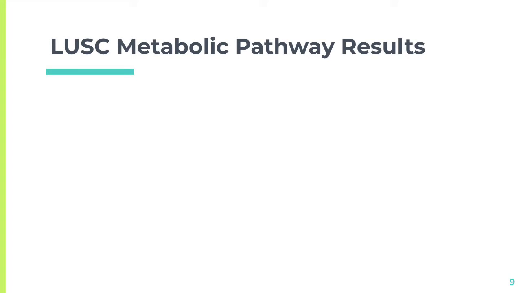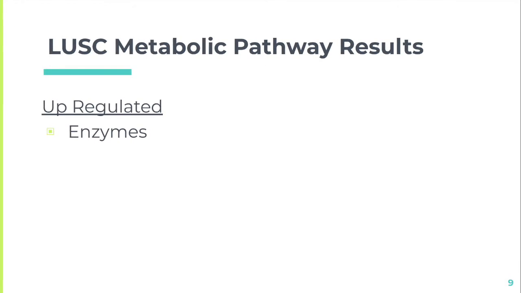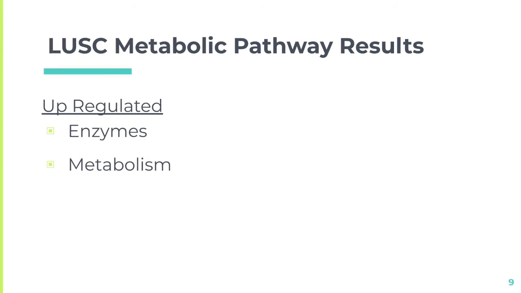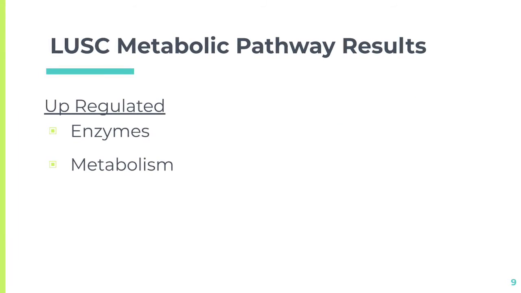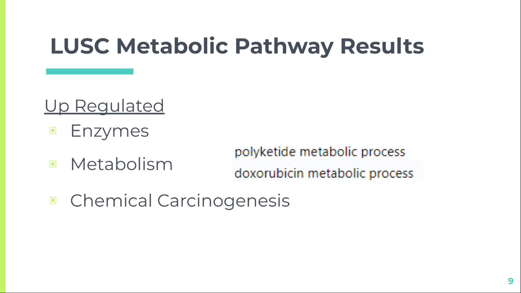After running our analysis, we found a lot of different metabolic pathways were affected by upregulation, but many of these can be boiled down into patterns and trends within different cancer types. Within lung, you had a lot of enzymes being affected. We also had metabolism being affected, which has ties to drug metabolism and such. We also saw chemical carcinogenesis, which is seen as one of the causes of cancer.